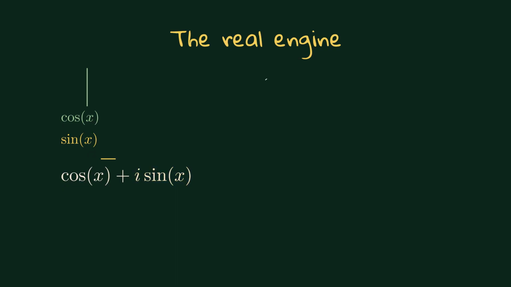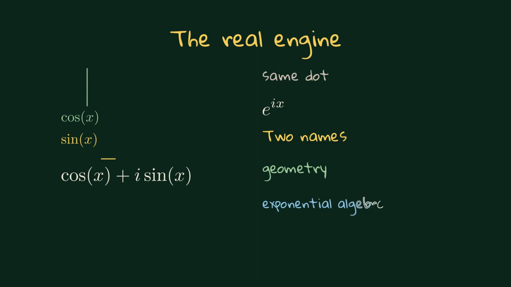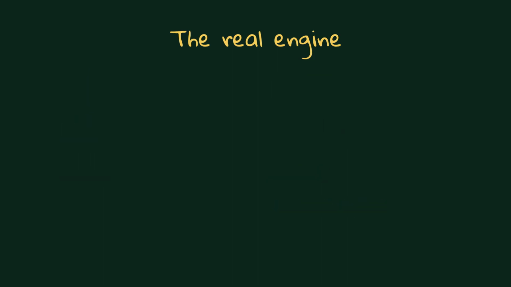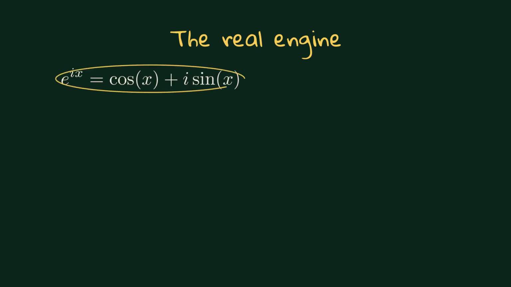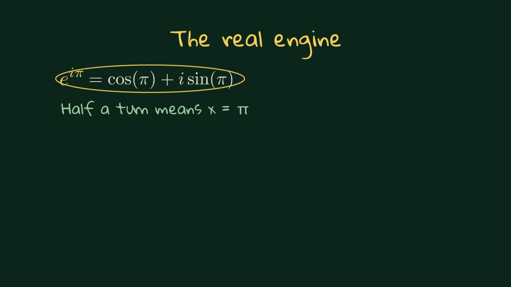Now, write another name above that same dot. Write e to the ix. Same dot. Two names. One comes from circular geometry. One comes from exponential algebra. This is why the five strangers can meet. The bridge is not e to the i pi plus 1 equals 0. The bridge is e to the ix equals cosine of x plus i sine of x. The identity is what happens when that bridge reaches half a turn.